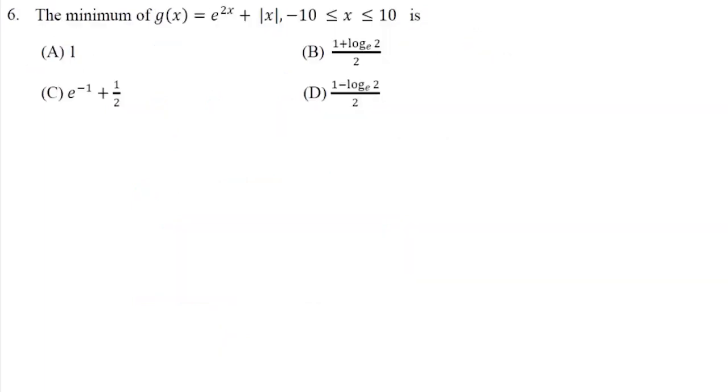Now here the question is, find the minimum of g(x) between minus 10 and plus 10. Now we'll take two cases. Case 1, when x lies between minus 10 and 0. And the second case, when x lies between 0 and 10.